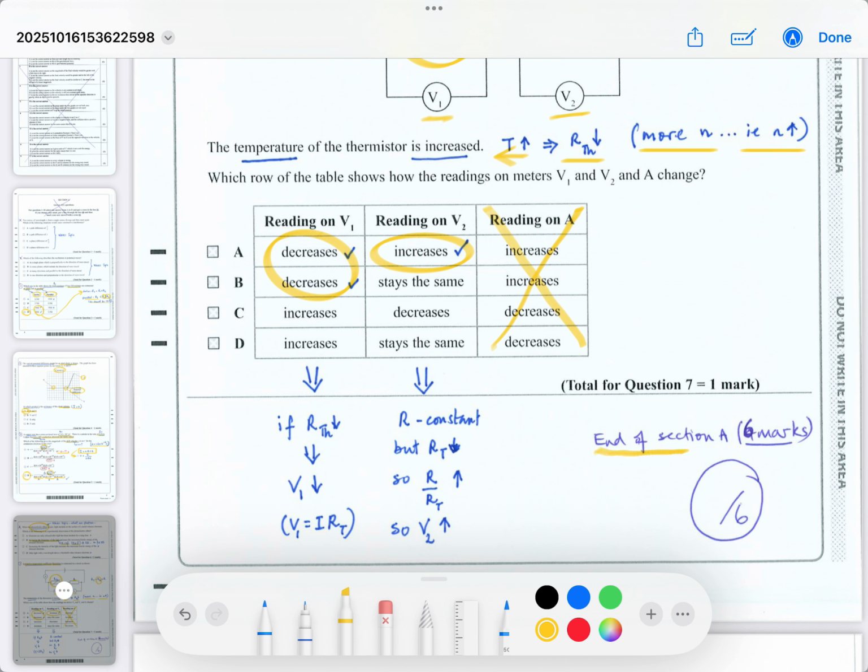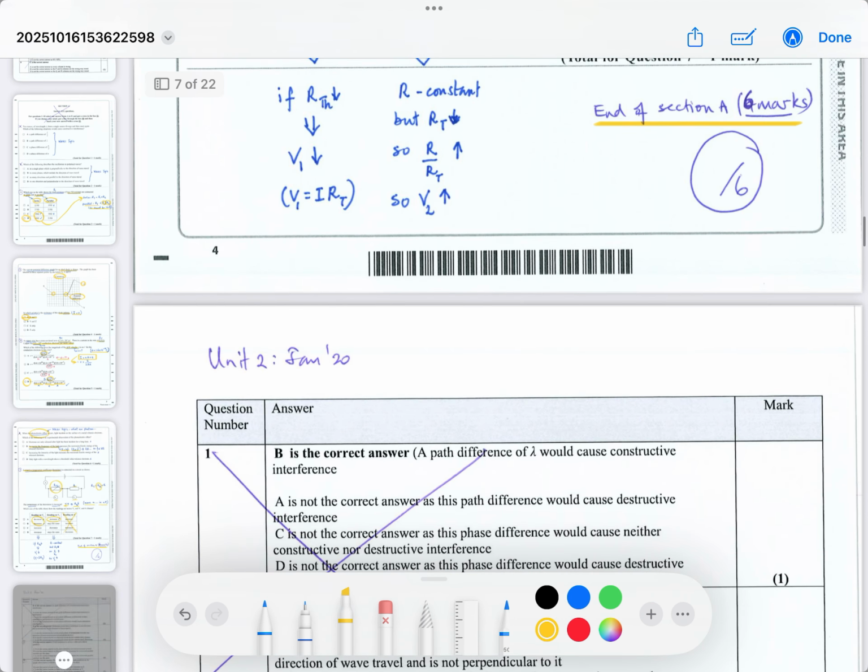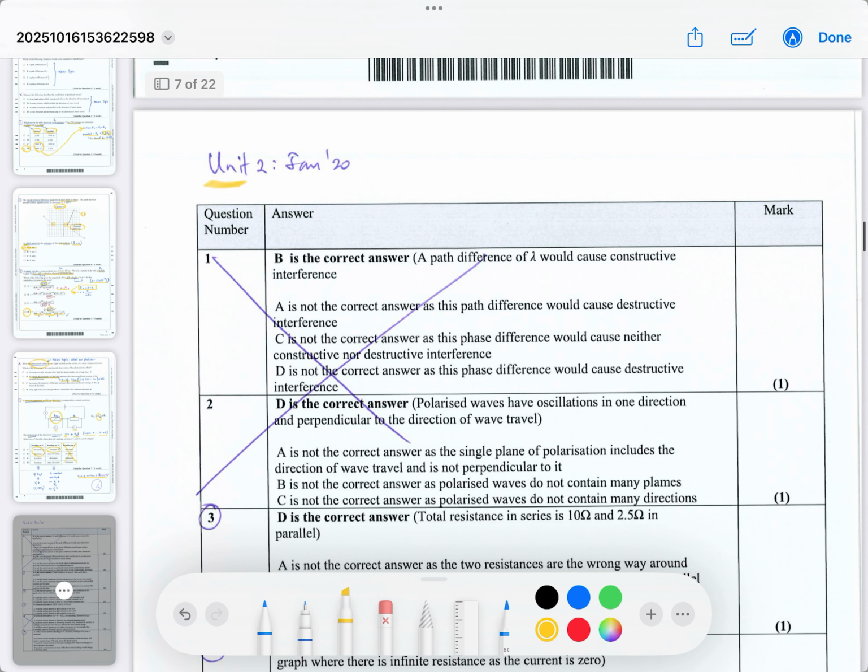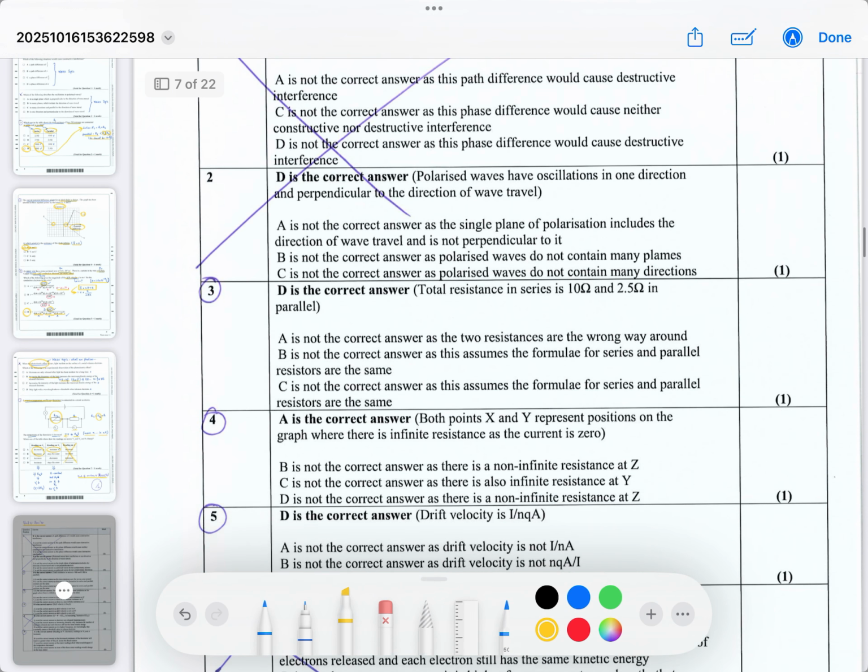So the end of section A is 6 multiple choice questions which we could do based on this paper that I put together. So I hope that makes sense to those of you who are looking through this. So there's the multiple choice. These both came from Unit 2, January 2020. So if you want to look them up later, you can.